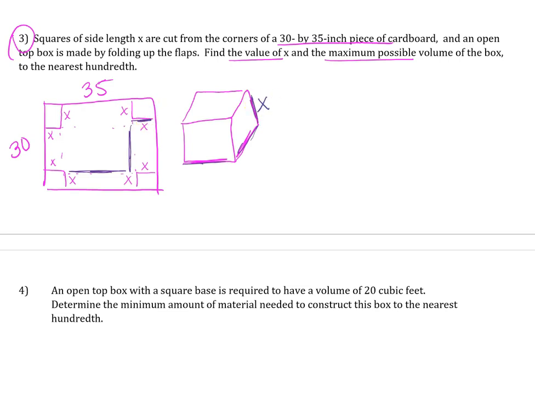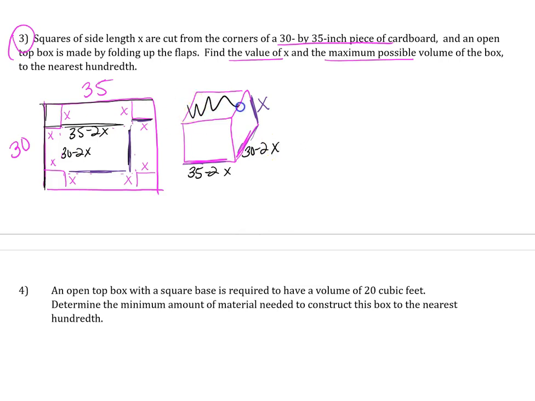So you had 35 across here, but you've taken away 2 corners of x, so this length is now going to be 35 minus 2x. By that same logic, on the other side, you had 30, you're taking away 2x, so it's going to be 30 minus 2x.